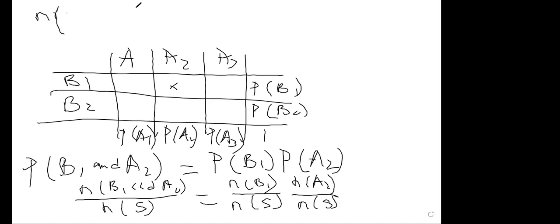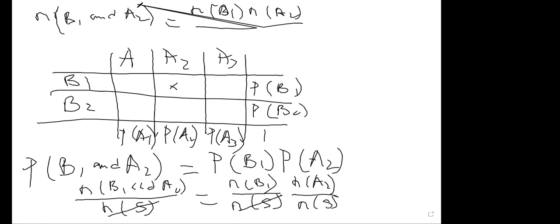I'm working this side: n of B1 and A2 will be n of B1 times n of A2 divided by n of S. So what I am trying to explain here is that if there is independence, then the number of individuals in a cell equals the number of individuals in a row times the number of individuals in the column divided by the total n of S.